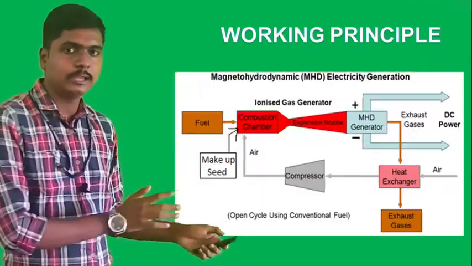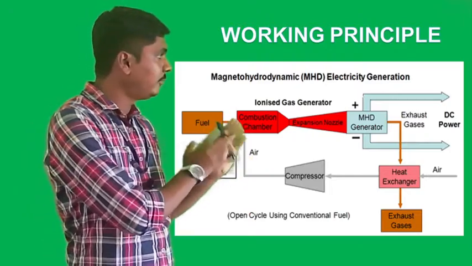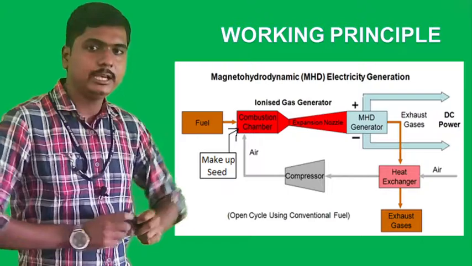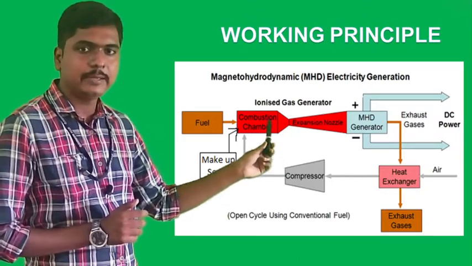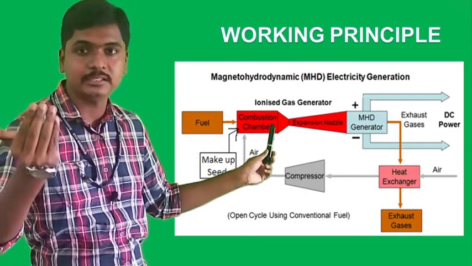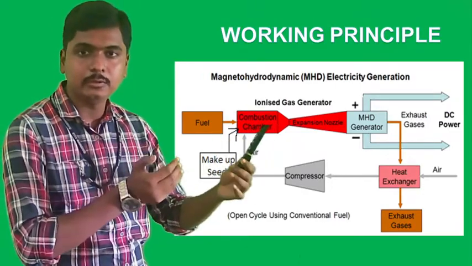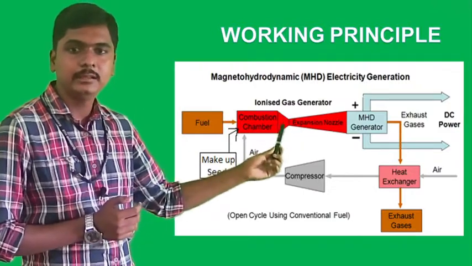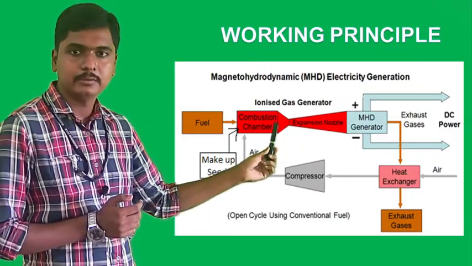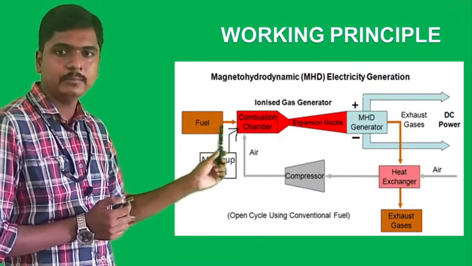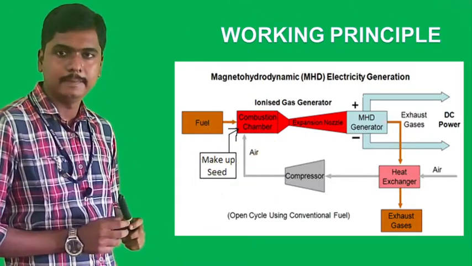Okay, now I will explain the working of this MHD generator. Well, we have a combustion chamber, because how will we get thermal energy? By burning the fuel. So in order to burn the fuel, we need a combustion chamber, and to this combustion chamber we are providing the fuel.